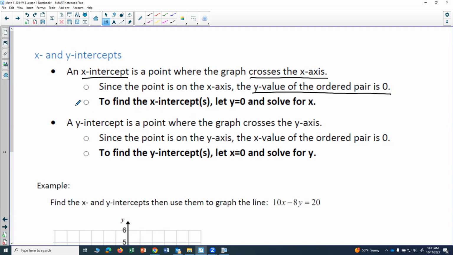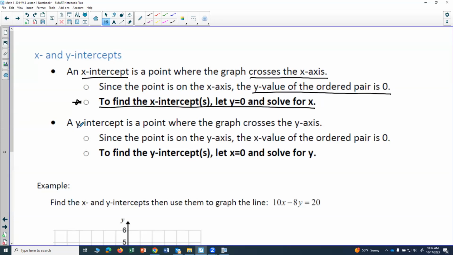So here's our key idea on how to find the X-intercept. To find the X-intercept, you let Y equal 0 and solve for X. This will be a show work problem on the test, so make sure you understand that that is the process for finding an X-intercept.